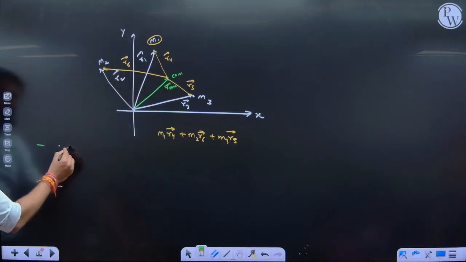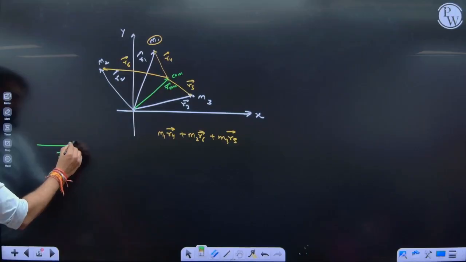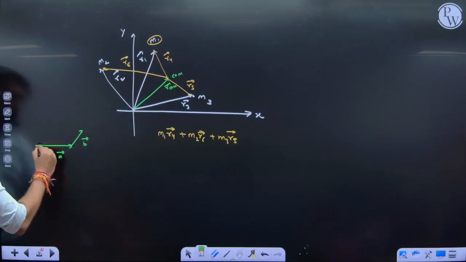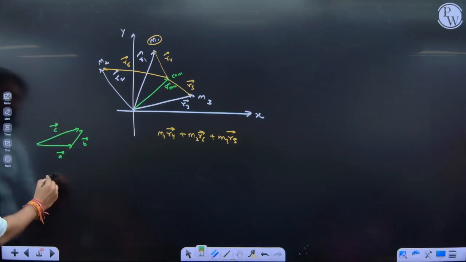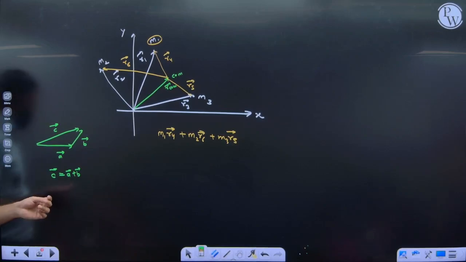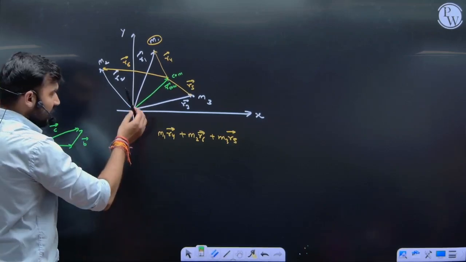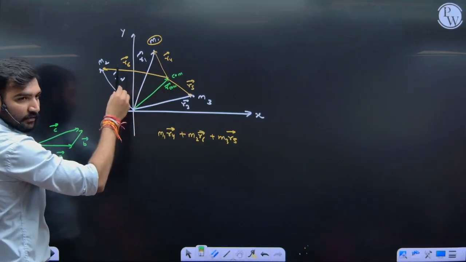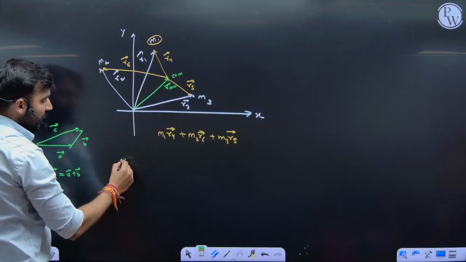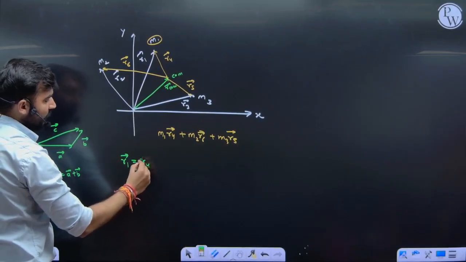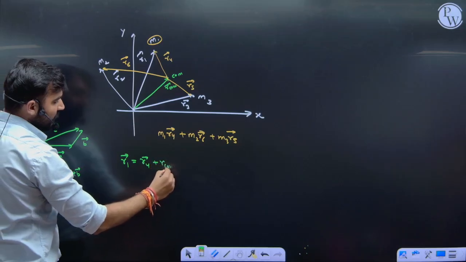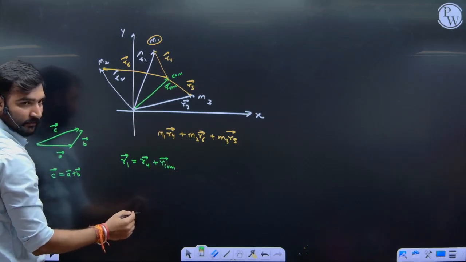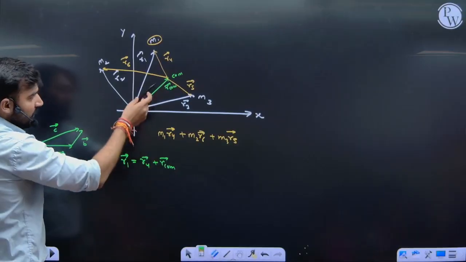See, you know this much, addition of triangle. If A vector is this and B vector is this, then C is this. So C is A vector plus B vector. You know addition or not? See this triangle. So can I write R1 vector equals R4 vector plus R center of mass? Correct or not?